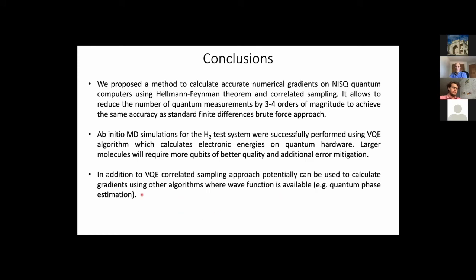And the last thing, we applied the correlated sampling to VQE, but potentially it can be used to calculate gradients using other algorithms where the electronic wave function is available. For example, the quantum phase estimation algorithm.